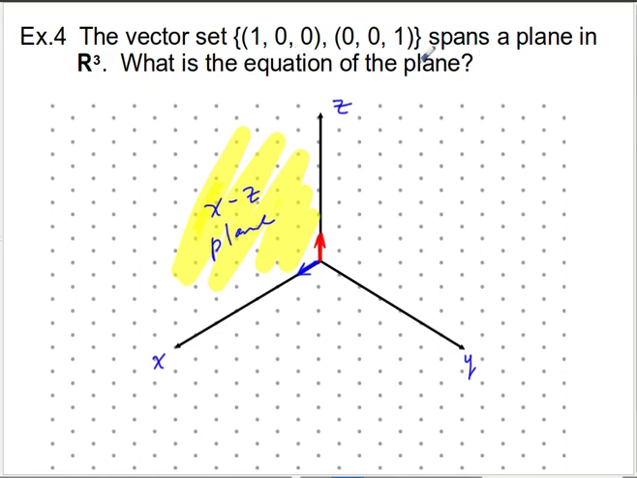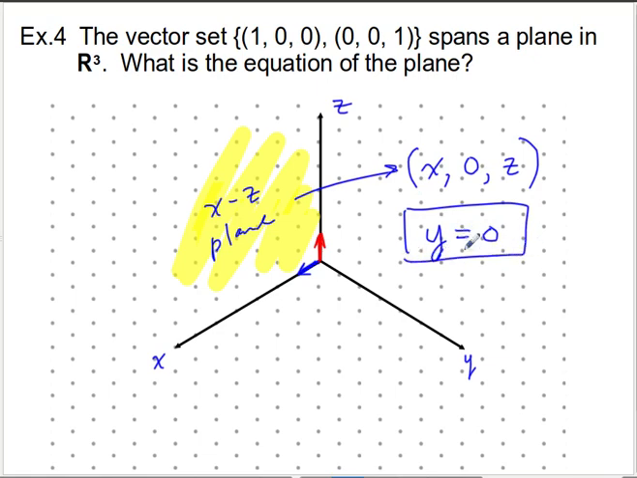And what is the equation of that plane? The xz plane can be described as some x coordinate, a y coordinate of 0, and some z coordinate. So the xz plane can be described with a whole bunch of vectors that have these properties, where the y value is always 0. And so the more condensed form of saying that is simply y equal to 0. So the xz plane, and we've discussed this in a previous lesson, has the equation y equals 0.